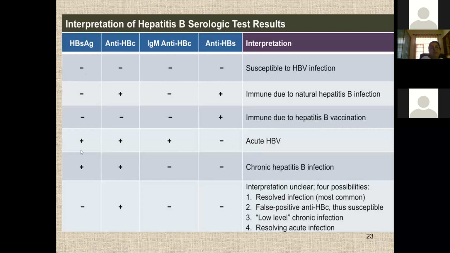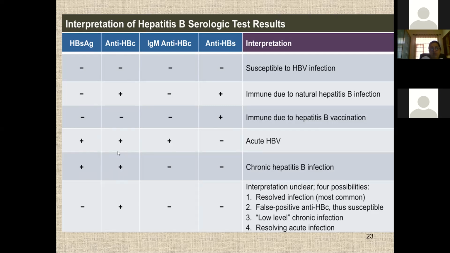In acute hepatitis B, the hepatitis B surface antigen will be positive. The total core will be positive. Sometimes it becomes negative also because it takes a few weeks. But IgM will be positive. You know, IgM is an acute marker. So IgM and hepatitis B surface antigen will always be positive, but core will be positive sometimes, sometimes not. In chronic hepatitis B infection, the hepatitis B surface antigen and core total will be positive.